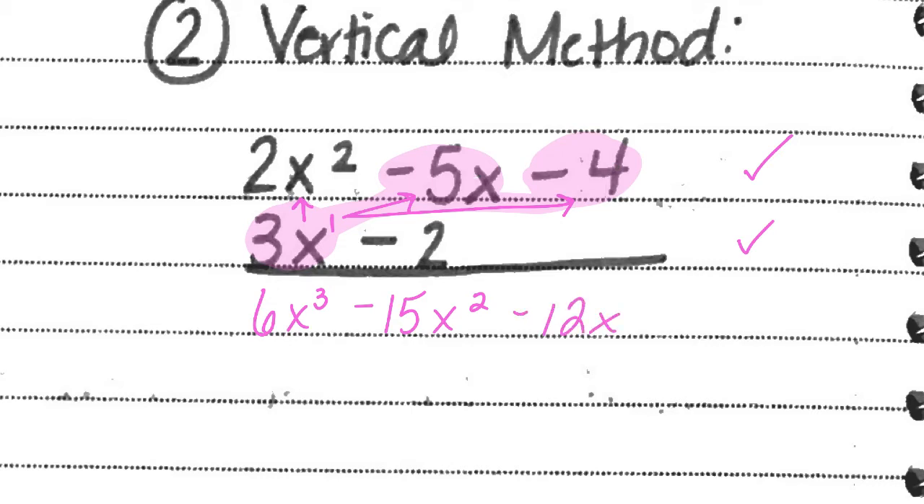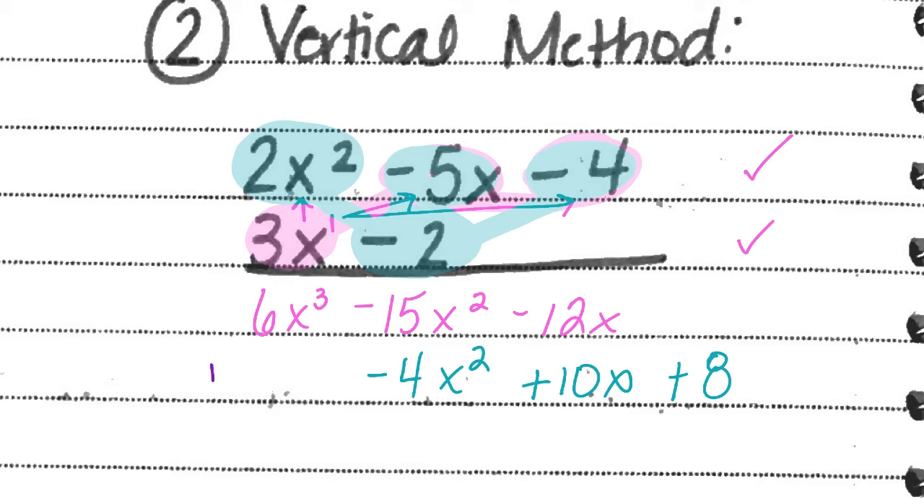Well, don't forget, we also have to multiply by this negative 2. So if I have negative 2, I'm going to take it to all three terms. So I'm going to first multiply it by 2x squared. Negative 2 times 2x squared is negative 4x squared. Negative 2 multiplied by negative 5x is a positive 10x. And negative 2 and negative 4 multiply to be a positive 8.